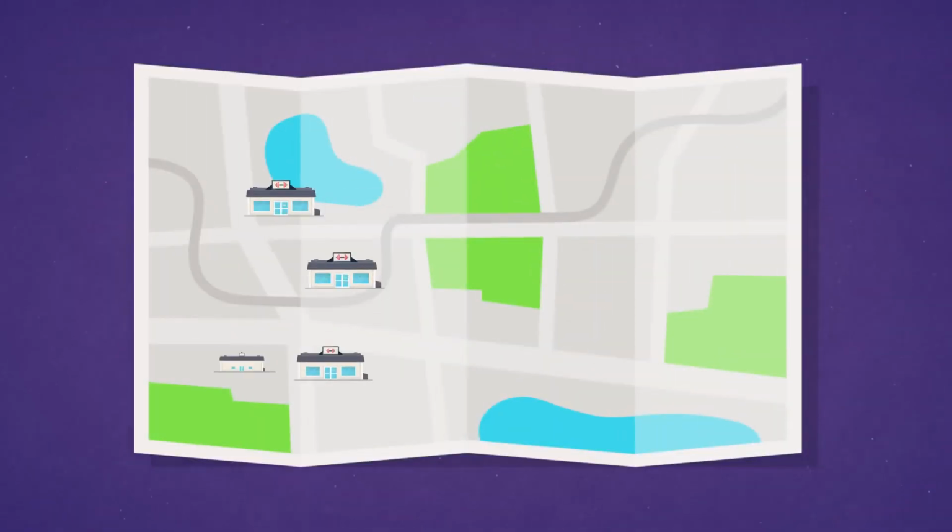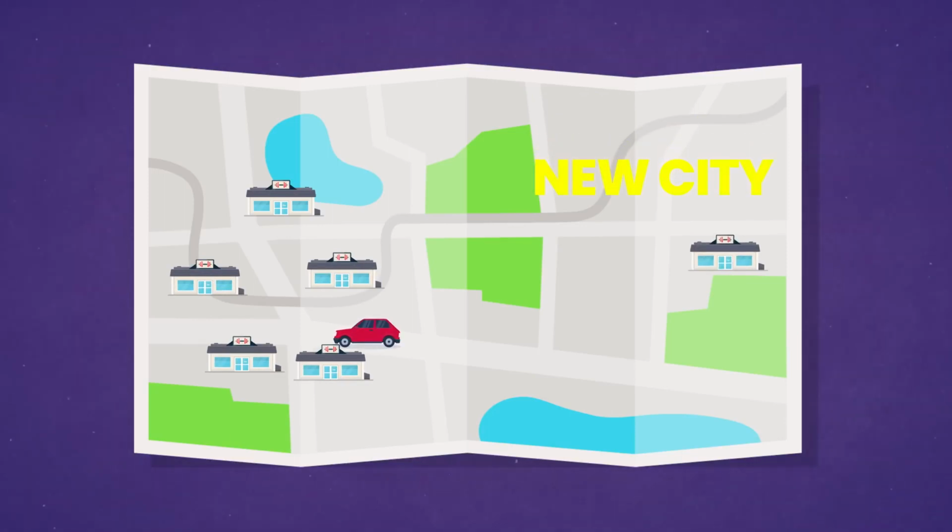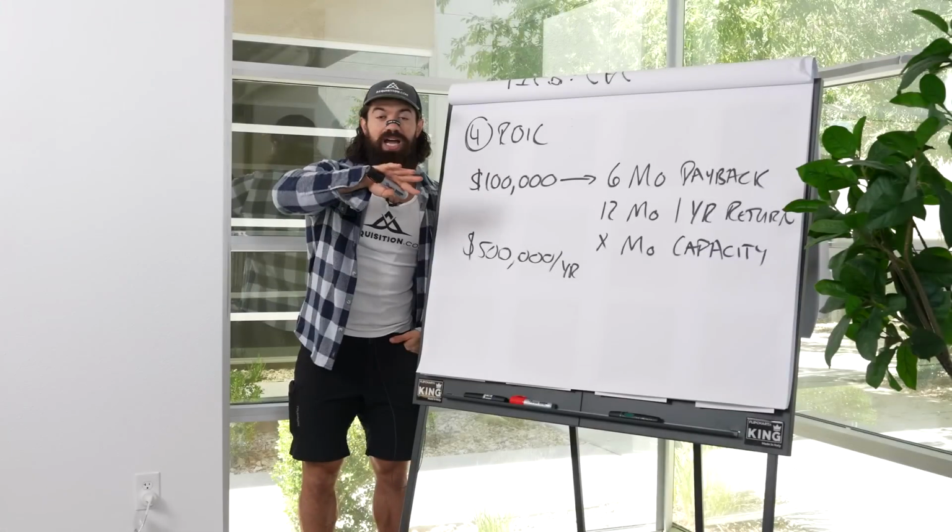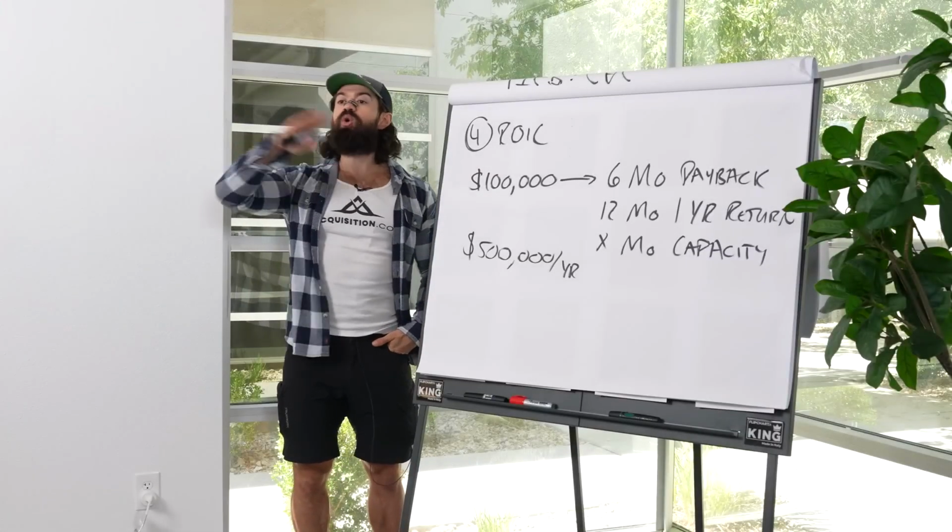Somebody might have 5 locations, but not really have a new location strategy for a new city. So this happens a lot in brick and mortar chains where they've got 5 locations in one city and they can drive to all of them, but then they really want to expand. And going from 5 to 20 is a totally different game.